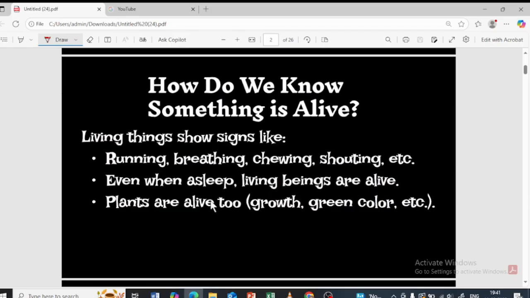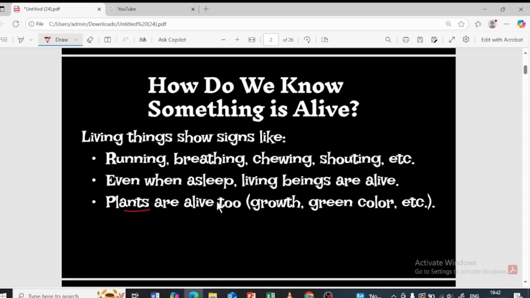So in general, how do we consider something as alive? Just imagine there is a person walking or running, or just breathing or chewing or shouting. Do we consider that person as alive? Obviously yes. Why? Because there is some sort of movement going on, right? Even when the person is asleep, he will be breathing. There is some sort of movement taking place, and hence we consider that organism as alive.